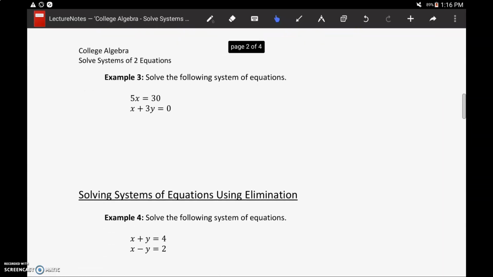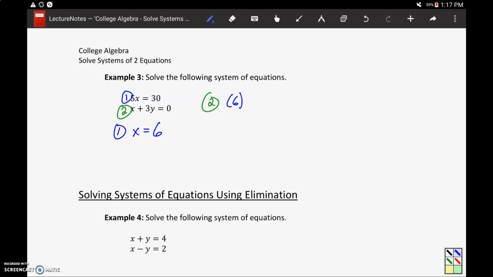In example 3, we have a slightly different system in the sense that this first equation, if we refer to that as equation 1, it's already only a single variable equation. It only has an x. So our easiest choice is going to be to take that equation and solve for x. Dividing both sides by 5 would give us x is equal to 6. So then what we'll do is take equation 2 and drop in that value we just found.